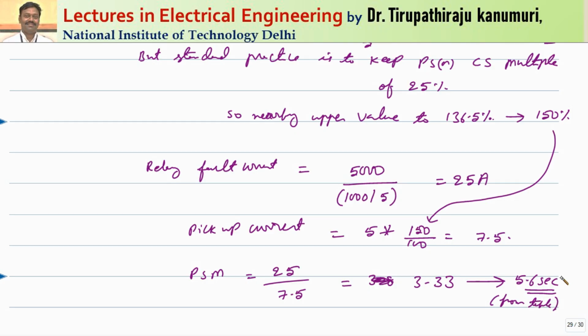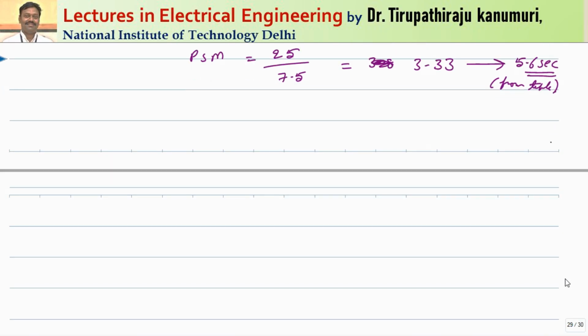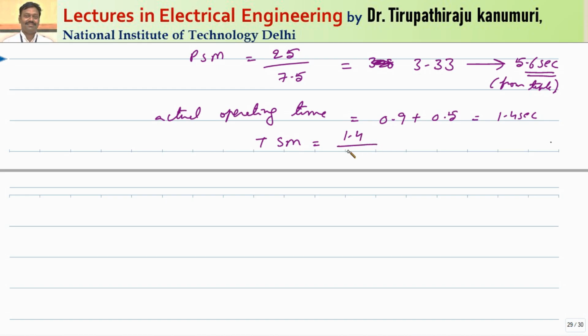You can calculate it approximately. So this one value came. So now the actual operating time will be equal to the operating time of the first relay, which is 0.9 second, we already obtained. You have to add the time grading value. So this will be 1.4 seconds. So from this we can calculate the time setting multiplier, which will be equal to 1.4 divided by 5.6. So this we will get as 0.25. So in this way you have to calculate.